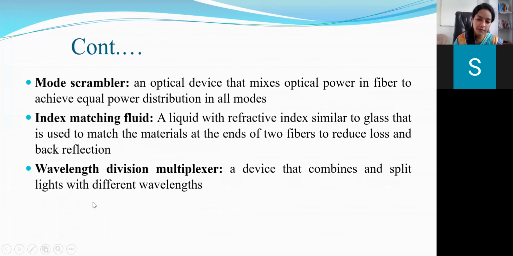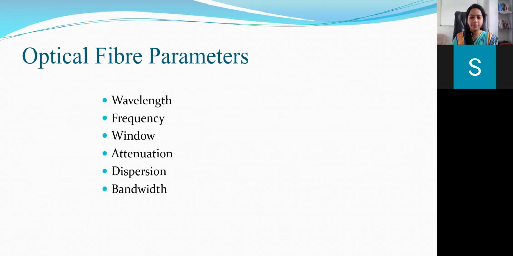Then wavelength division multiplexer, a device that combines and splits lights with different wavelengths. Okay, multiplexer, how are we going to multiplex the light? We can have different wavelengths, and when we combine those wavelengths, it will be called a multiplexer, and if we are splitting, it will be called a demux.